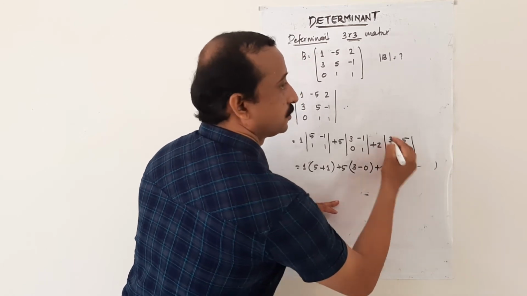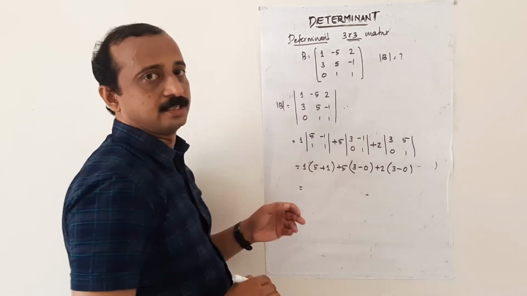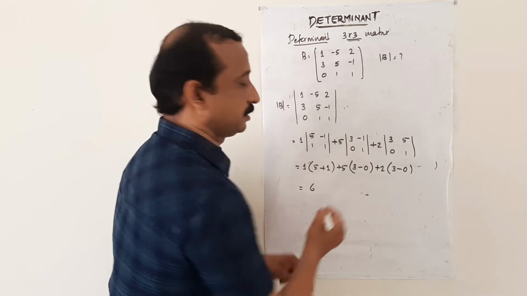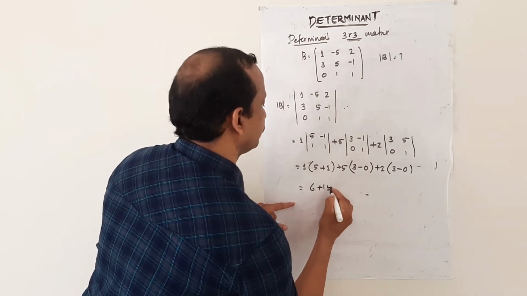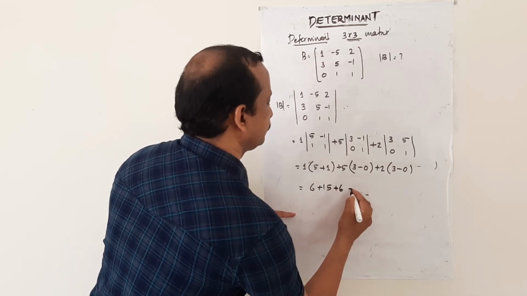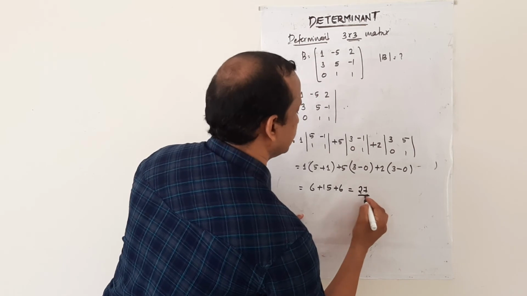That is equal to 1 into (5 minus 1 into minus 1 is minus 1, minus 1, minus and minus plus 1), plus 5 into (3 into 1 is 3, minus 0 into minus 1 is 0), and last plus 2 into (3 into 5 is 15, minus 0). Principal diagonal minus other diagonal. 5 plus 1 is 6. 3 minus 0 is 3; 3 into 5 is 15. 3 minus 0 is again 3; 3 into 2 is 6. Equal to 12 plus 15, that is 27.